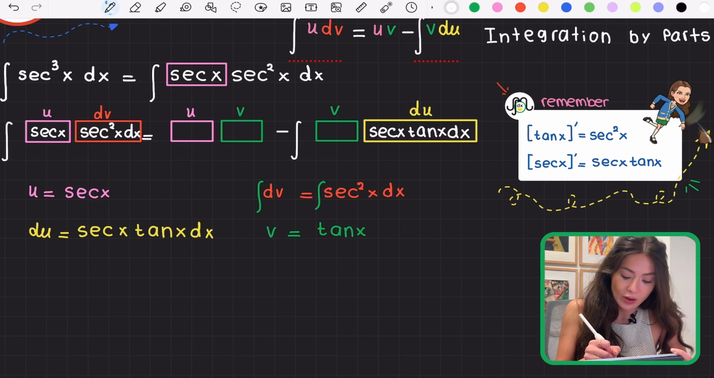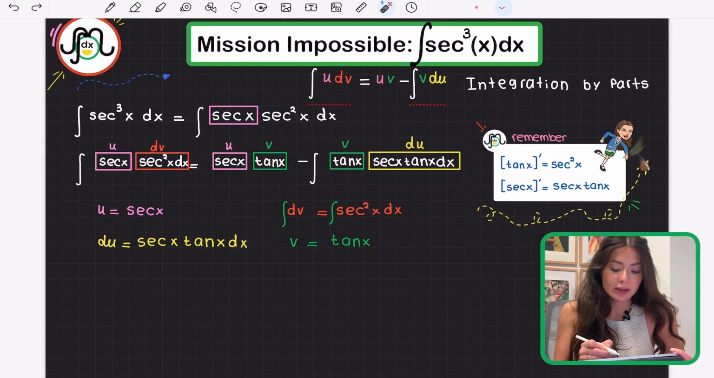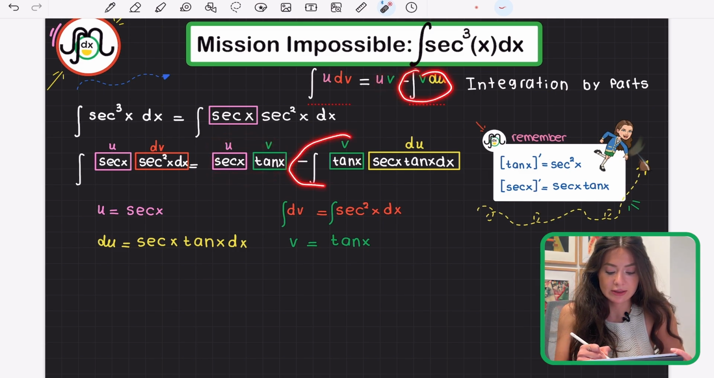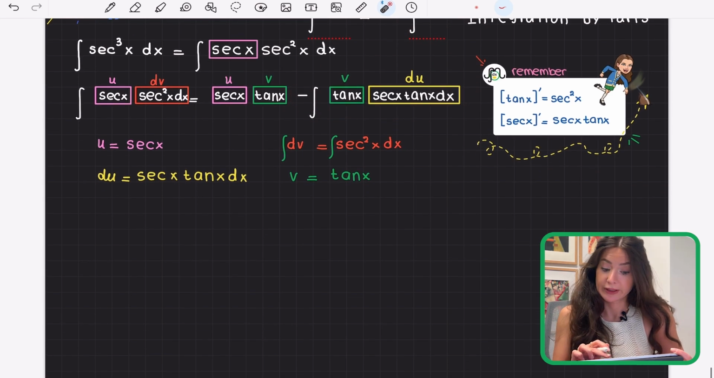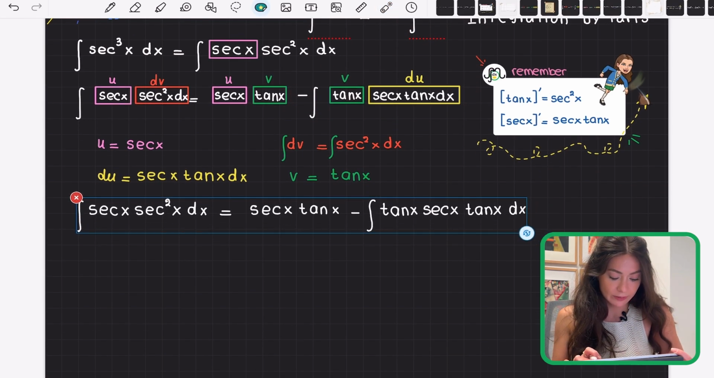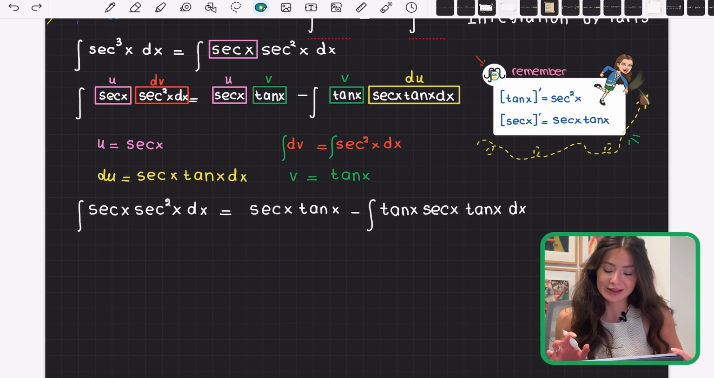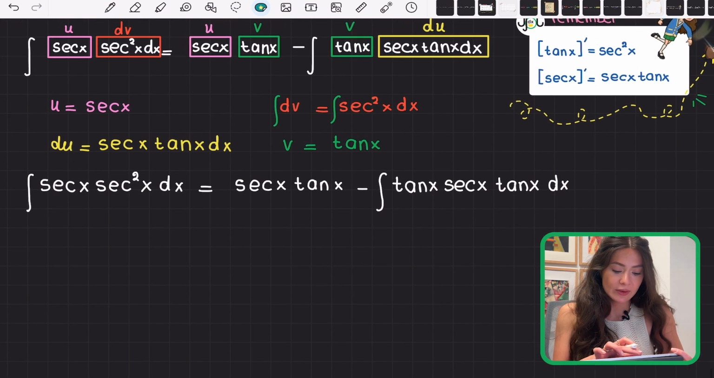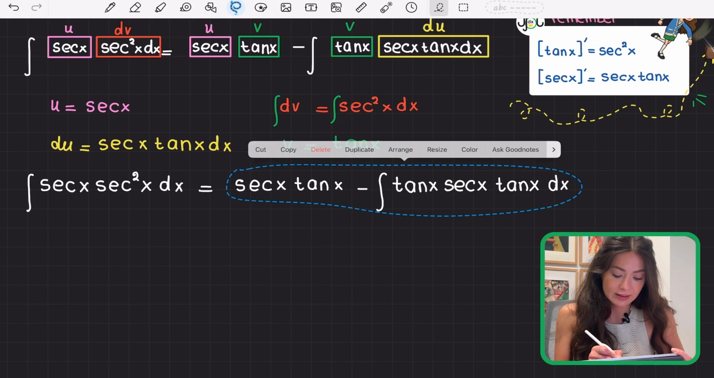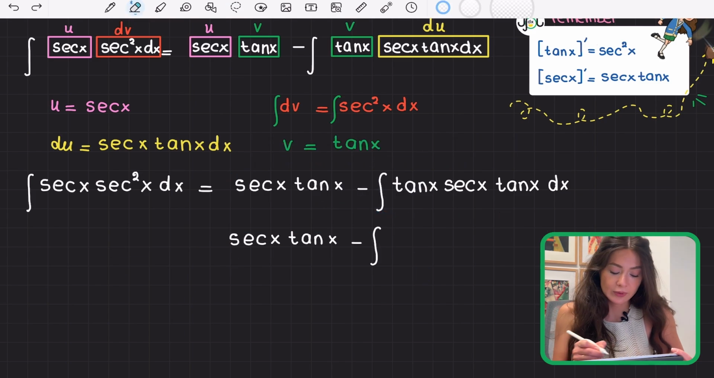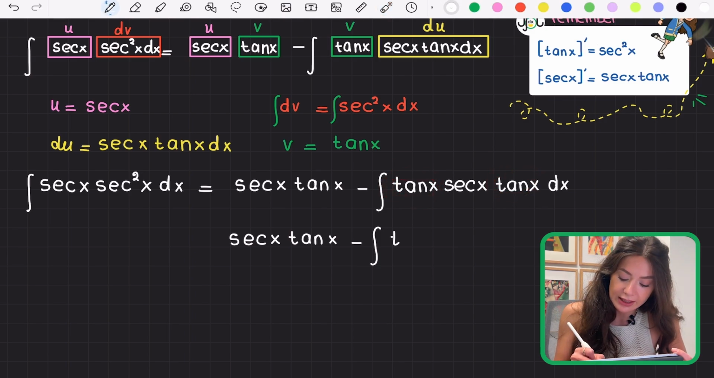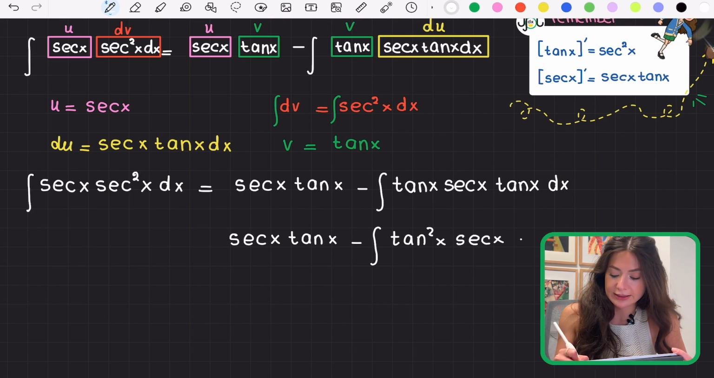At this point, I have all the ingredients that I need. All right, so this part is simply uv, and this is my integral, which is right here. All right, I'm going to rewrite it without the buckets like a normal integral and try to solve it. I'm going to rewrite this. Notice that I have this twice, so that's simply tangent square x and 1 secant x dx.